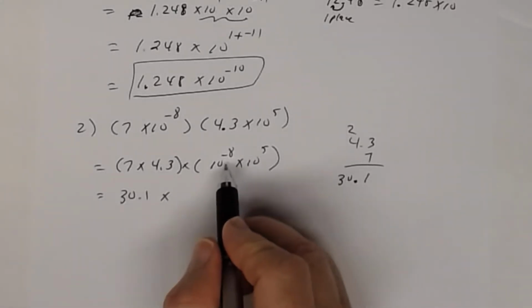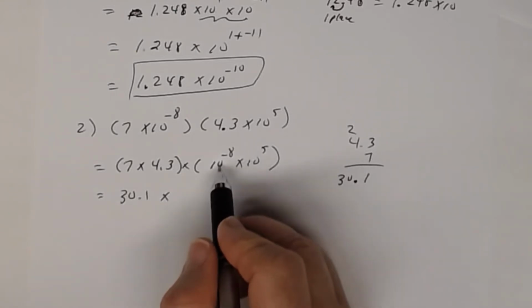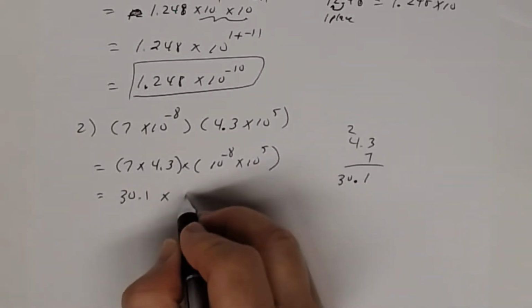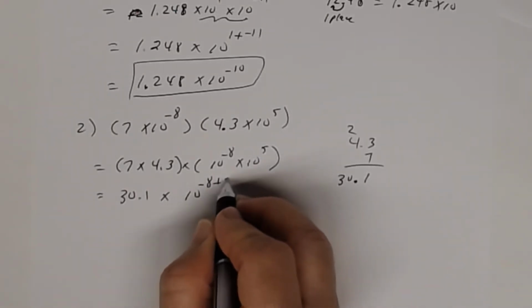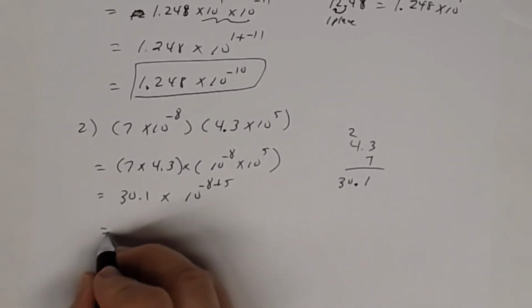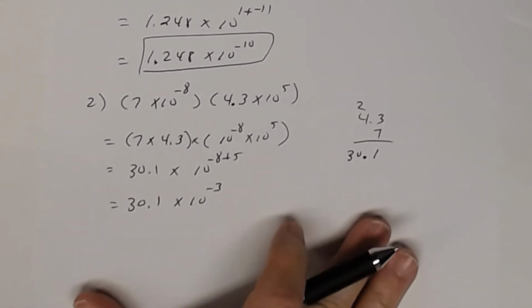Now remember, you're multiplying like bases. So the product rule: when you multiply like bases, the product rule for exponents, you add those exponents. So this becomes 10 to the negative 8 plus 5. Negative 8 plus 5 is negative 3, so this becomes 30.1 times 10 to the negative 3rd power.